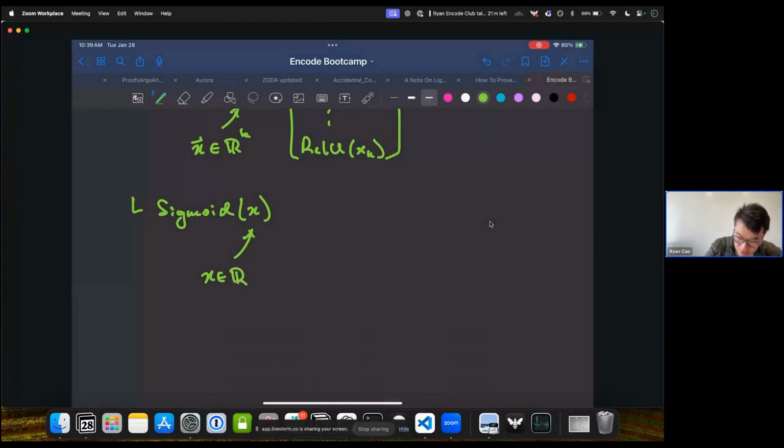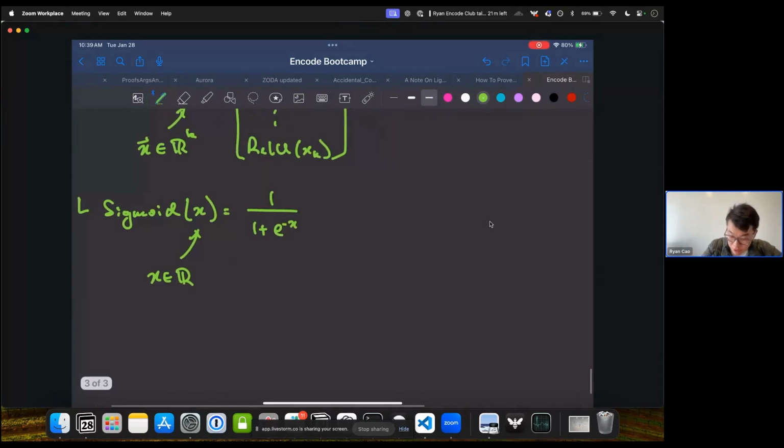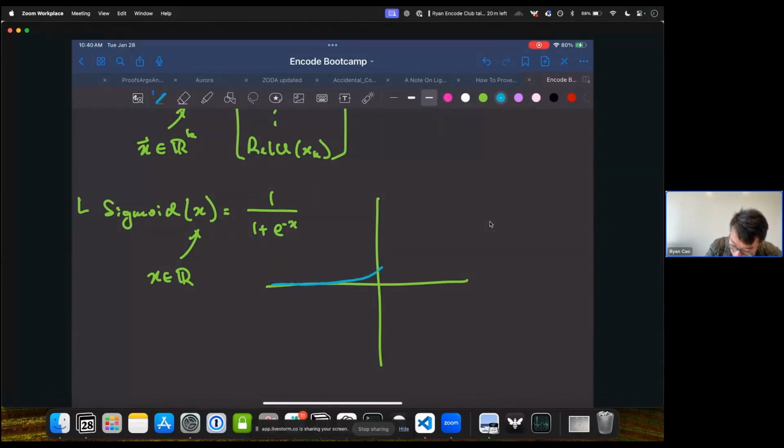But sigmoid of x is just going to be equal to 1 over 1 plus e to the minus x. This looks kind of weird, but the graph is actually really pretty. In particular, the graph looks something like this. When you're really, really negative, you're really small. And then once you get here, you get very close, and then you kind of asymptote again. The two asymptotes of this function are going to be y equals 1 and y equals 0.